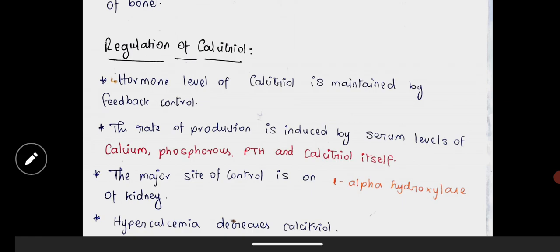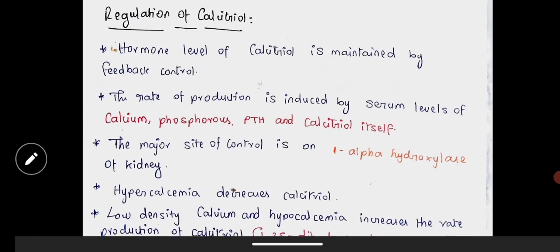If over-reabsorption of calcium takes place, calcitriol itself acts as a feedback mechanism to reduce the level of calcium in the blood. See, everything has some limit, right? If it exceeds some level, it leads to toxicity. So that level shouldn't be reached. Because of that, feedback control plays a major role.